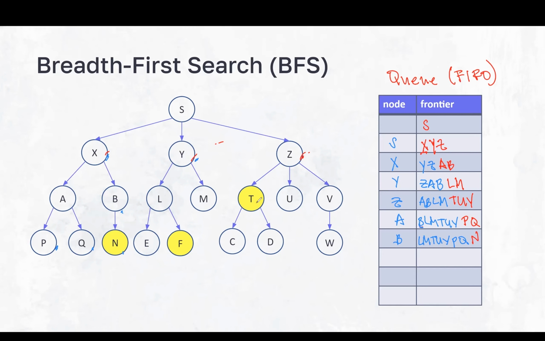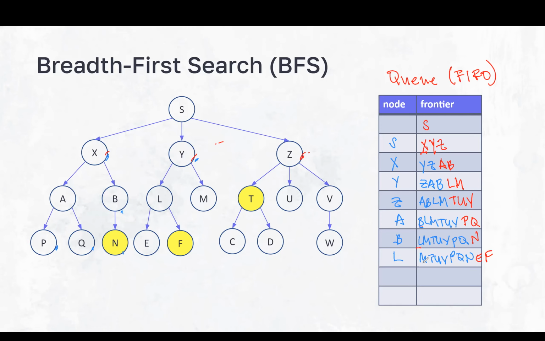A reminder again: those nodes highlighted in yellow are our goal nodes, our goal state. Once we reach one of these, we stop our traversal. So going back, the next in line is L. Let's check L. L contains E and F as adjacent nodes. So let's remove L from the list. Rewrite all the remaining nodes from the frontier: T, U, V, P, Q, N, and then insert the newly adjacent nodes, E and F.